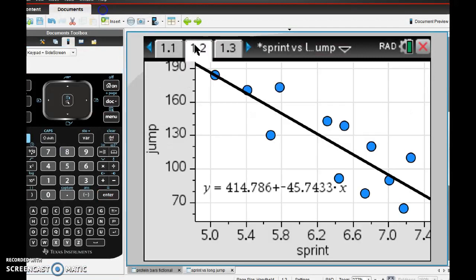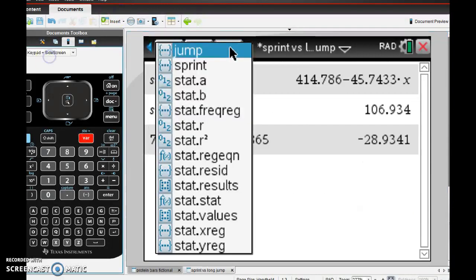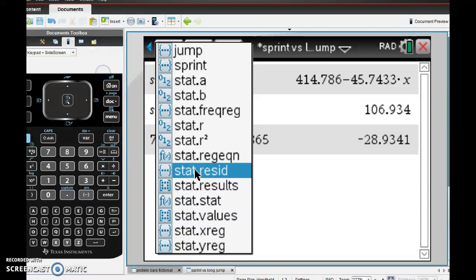With this regression line, just to show you something kind of neat. Remember I said whenever you run the model, it does several things in the background. So let's take a look at that VARS menu again. That's the coefficient, that's my a, that's the y-intercept. There's my slope. There's my r, we'll talk about that later. There's the function. If you look right here, stat residual. Let's see what that is.